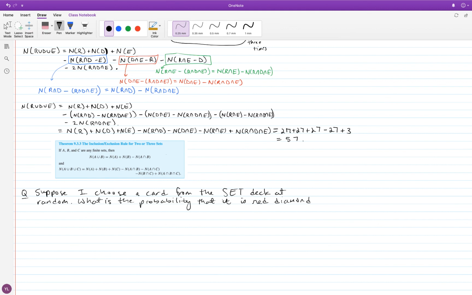Okay, and the answer here is simply the number of cards that satisfies that condition, so the number of red diamond or empties, over the total number of cards. So we have just computed the cardinality of R union D union E to be 57, and that's taken out of 81, and that is about a 70% chance.